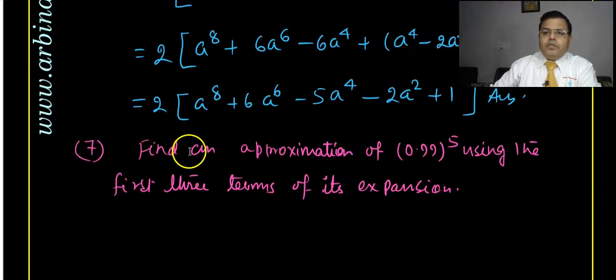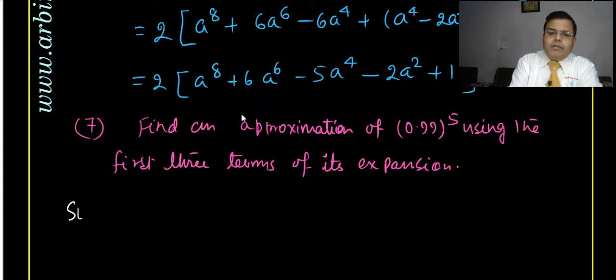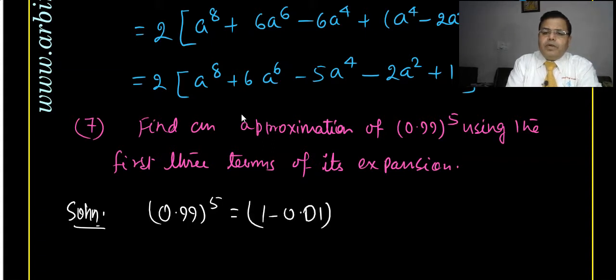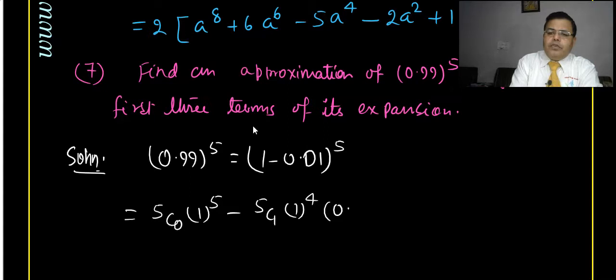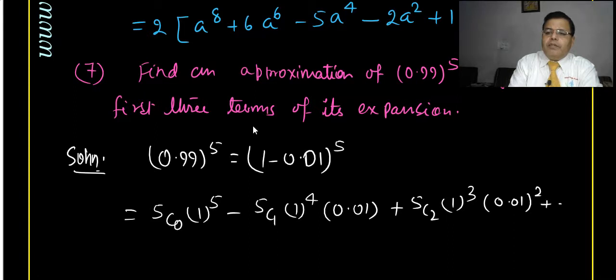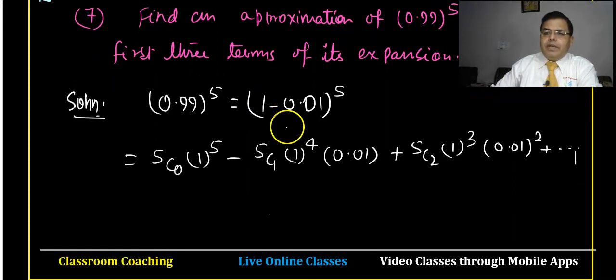The solution can be written like this. 0.99 to the power 5 can be written as (1 − 0.01)⁵. So the first three terms of the expansion are 5C0 1⁵ − 5C1 1⁴ (0.01) + 5C2 1³ (0.01)². We have to use the first three terms and then calculate this.